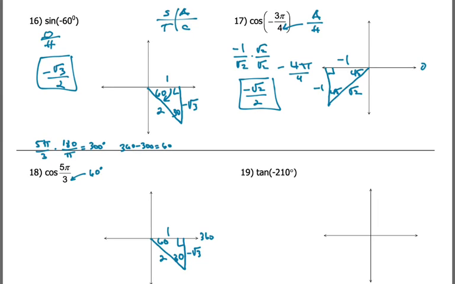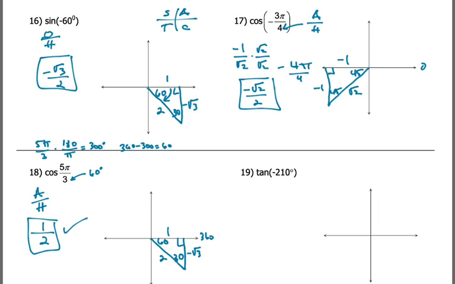We're talking about cosine, which is adjacent over hypotenuse. And so the adjacent side is 1, the hypotenuse is 2, and so my answer is 1/2. We're in the fourth quadrant where cosine is positive, so that's good that that's a positive answer.